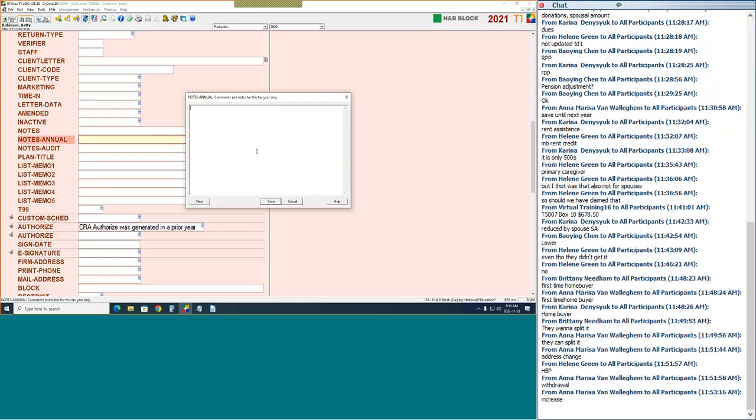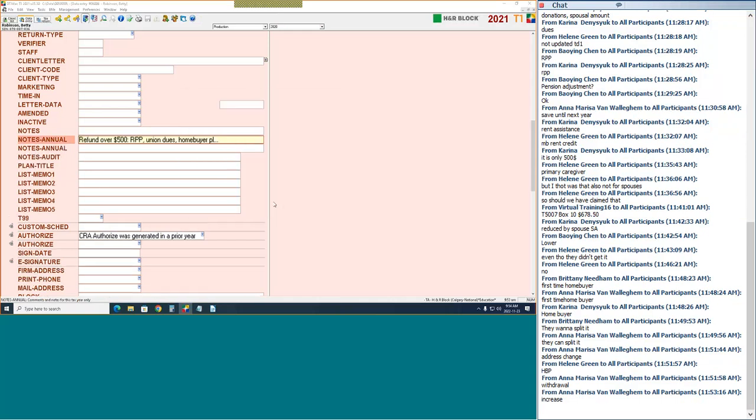Do notes: annual refund over 500, RPP, union dues, home buyer plan, GST rebate. There we go. Nice and quick to do notes. Good. Any question about the home buyer plan?